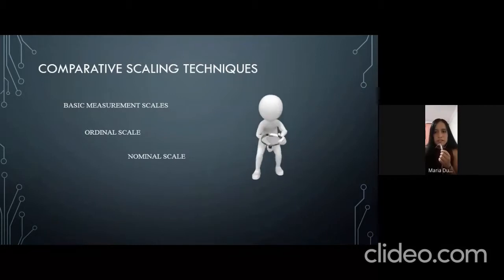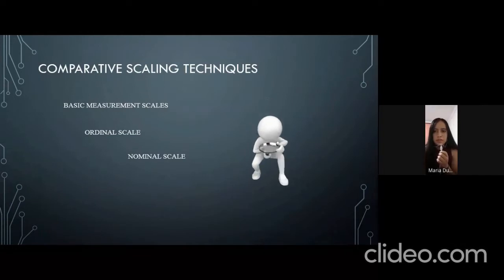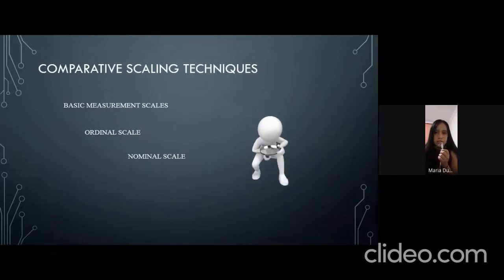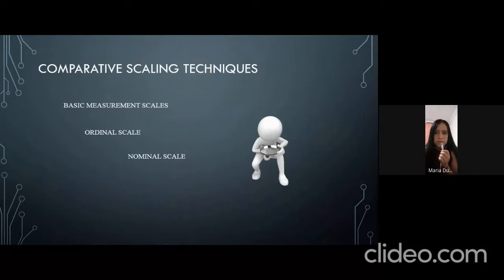Comparative scaling techniques. Basic measurement scales. Ordinal scale. An ordinal scale is a ranking scale where numbers are assigned to objects to indicate their relative magnitude or the extent to which they have a characteristic. An ordinal scale allows you to determine if an object has more or less of a characteristic than any other object.